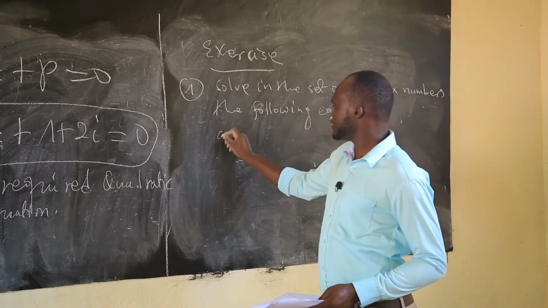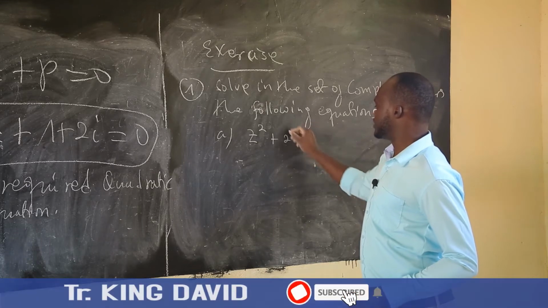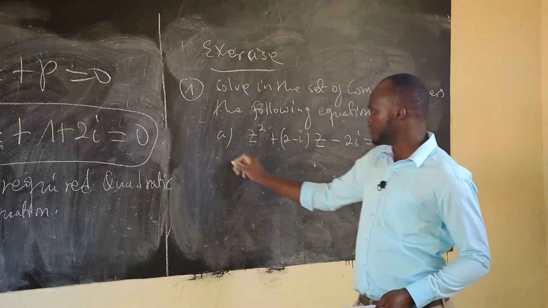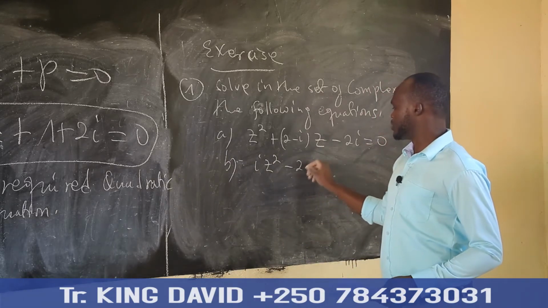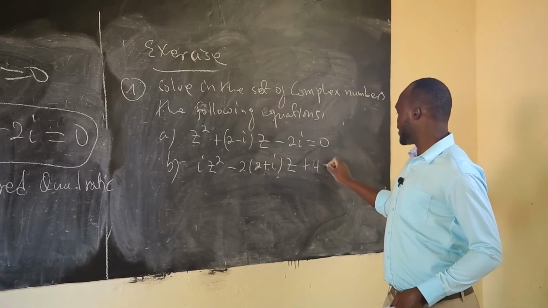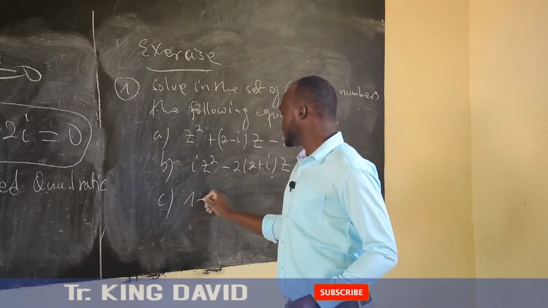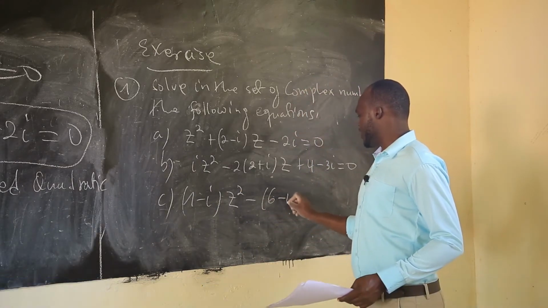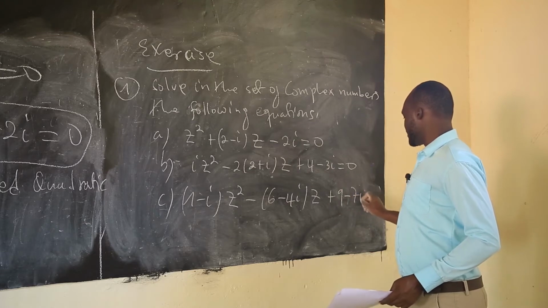We have A, which is z squared plus 2 minus i into bracket z minus 2i equal to 0. We have B, which is iz squared minus 2 into bracket 2 plus i z plus 4 minus 3i equal to 0. We have C, which is 1 minus i into bracket z squared minus into bracket 6 minus 4i z plus 9 minus 7i equal to 0.